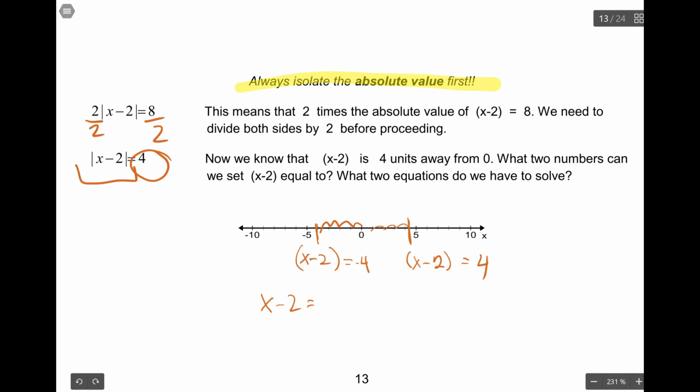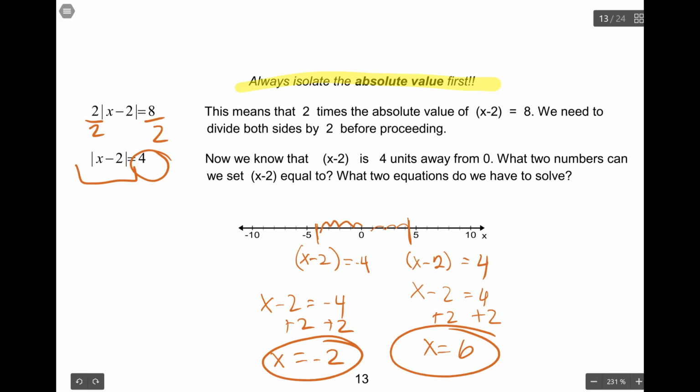So x minus 2 equals negative 4. Add 2 on both sides. I have x equals negative 2. And over here, x minus 2 equals 4. Add 2 on both sides. I have x equals positive 6. So those would be my two solutions.